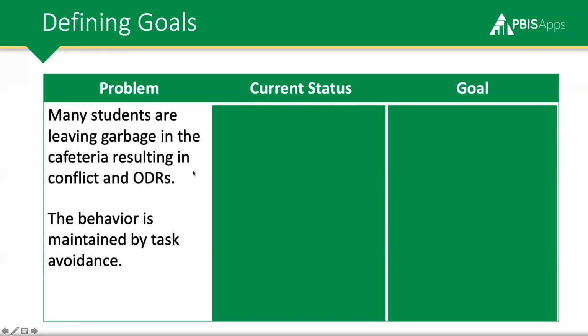Here's the problem at the school. They found that many students were leaving garbage in the cafeteria, resulting in a lot of conflict, a lot of aggression, office referrals. And they found when they did their drill down, when they got to their precision statement, that the behavior is maintained by task avoidance. These kids don't want to go back to class after lunchtime. So they're milling around, they're leaving garbage, they're getting into a lot of aggressive behaviors, conflict.